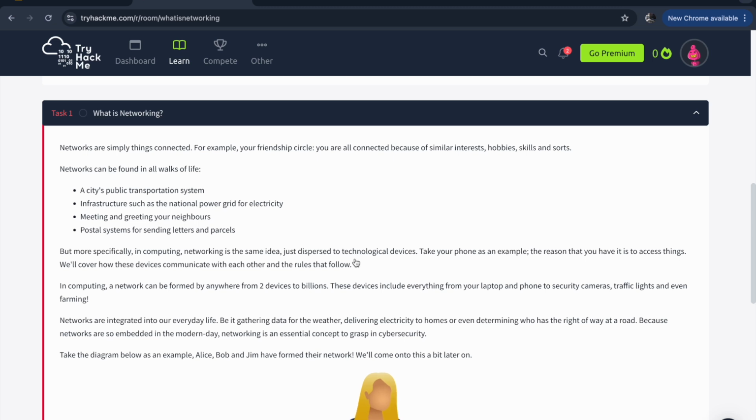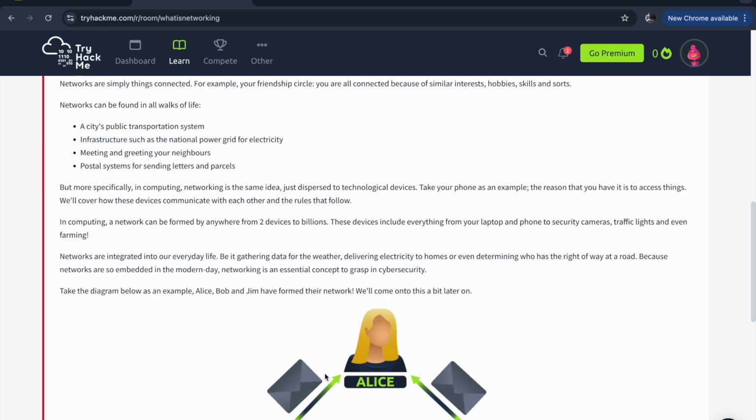Now, this is trying to give you some similar examples to networking, but we're going to be working with networking from emails. So there are mails and emails, where mails are physical mail and emails are electronic, like Gmail. In computing, a network can be formed by anywhere from two devices to billions. These devices include everything from your laptop and phone to security cameras, traffic lights, and even farming. Networks are integrated into our everyday life, be it gathering data for weather, delivering electricity to homes, or even determining who has the right of way on a road.